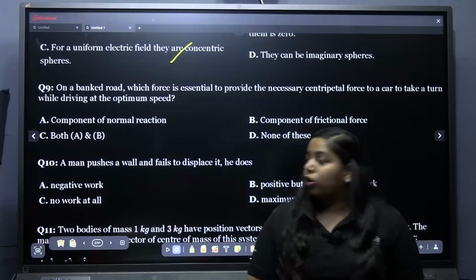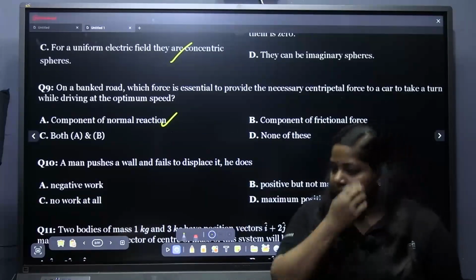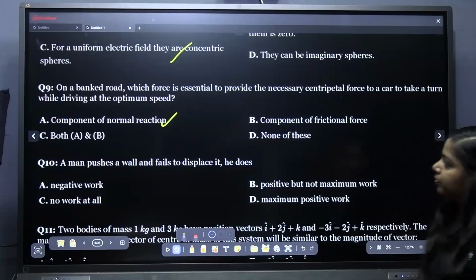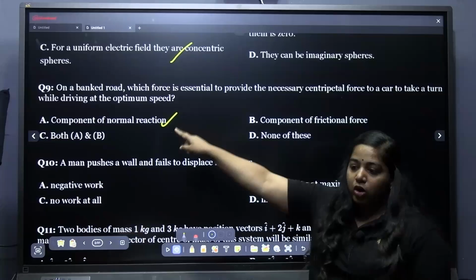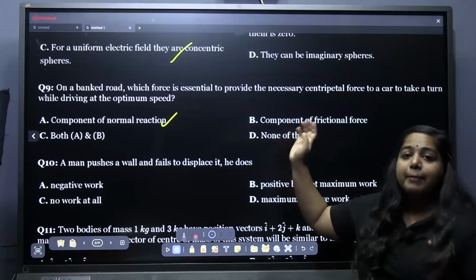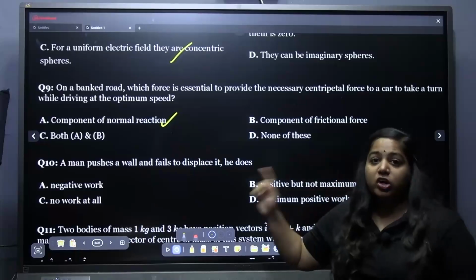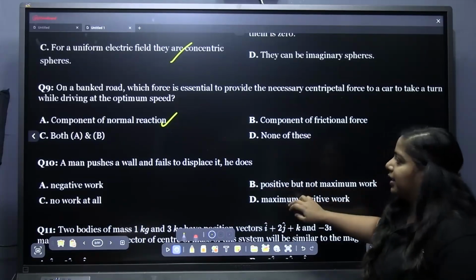Essential one is the normal force there. Okay, the component of normal reaction is the correct answer. I hope you understood. If banking is not there, friction is also required. If banking is there, friction is not necessary, only normal force is necessary. Option A is the correct answer, not C.